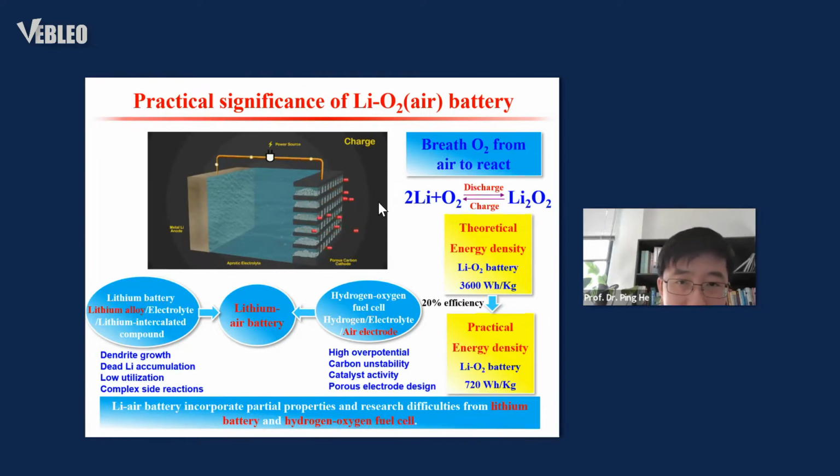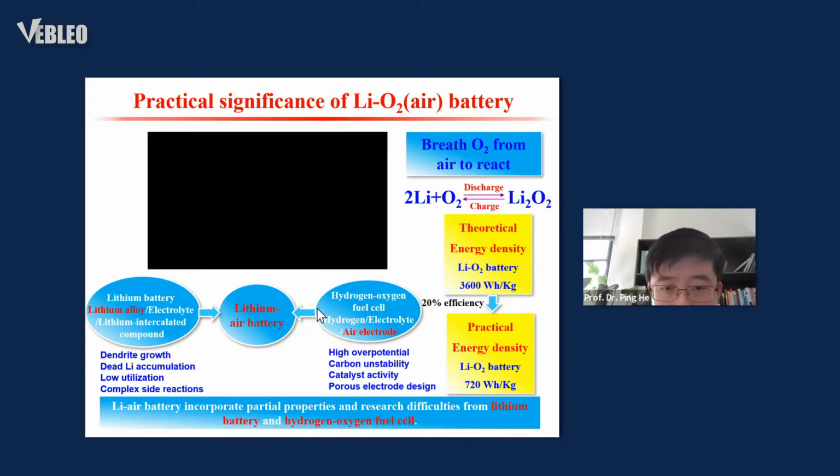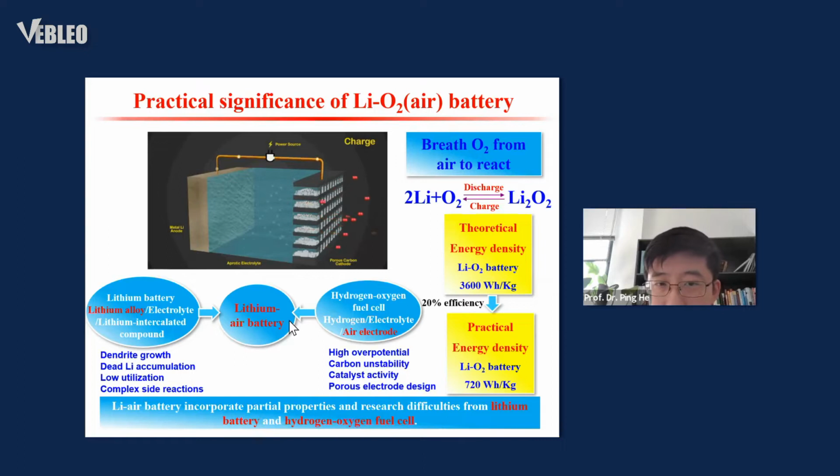So in this system, the lithium oxygen battery also has many challenges. As to its anode, it has lithium alloying with its anode. It has dendrite growth, dead lithium accumulation, low utilization, and very complex side reactions. It is the same as in the hydrogen and oxygen fuel cell.